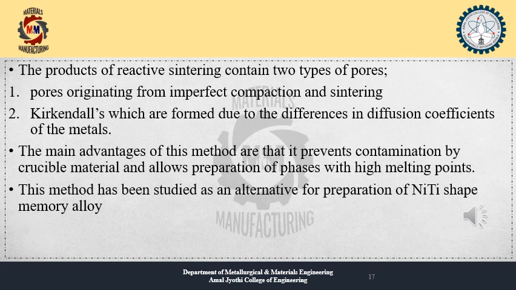The products of reactive sintering contain two types of pores. Type 1 pores originate from imperfect compaction and sintering. Type 2 are Kirkendall pores, which are formed due to the difference in diffusion coefficients of metals. The main advantages of this method are that it prevents contamination by crucible material and allows preparation of phases with high melting points. The method has been studied as an alternative for preparation of nickel titanium shape memory alloy.